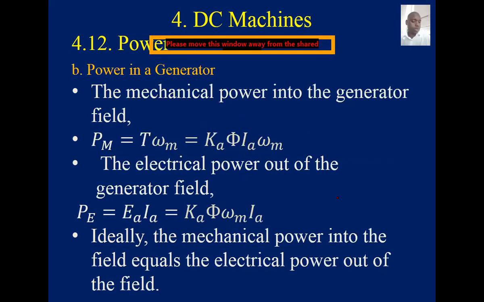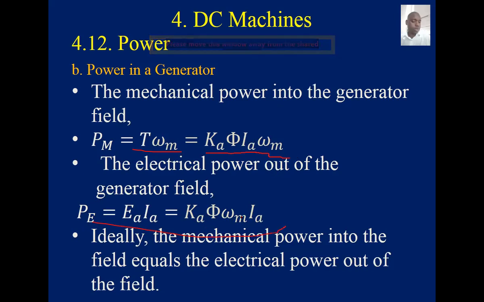Right? Power in the generator, the mechanical power is T omega M, which is Ka phi Ia omega M, and the electric power again Ka phi omega M Ia, and ideally again the mechanical power that you give into the field is the same electrical power that you generate out of the field.